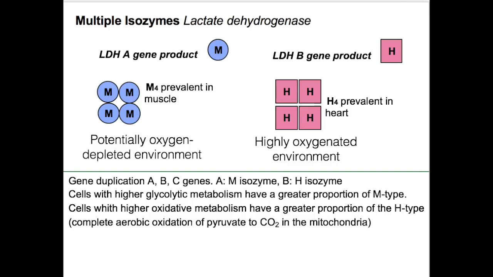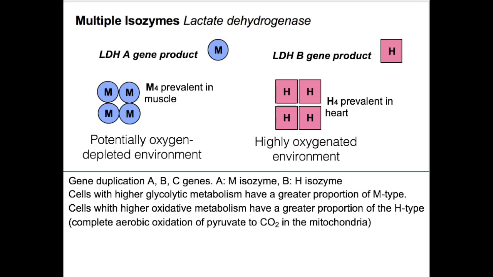Another important theme in enzyme regulation is the presence of different isoforms of enzymes that have different catalytic characteristics, that are expressed at different times, and that are expressed in different places. And to look at this, let's look at the enzyme lactate dehydrogenase.